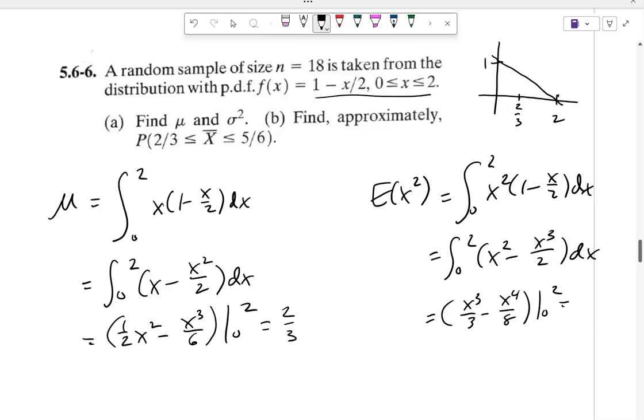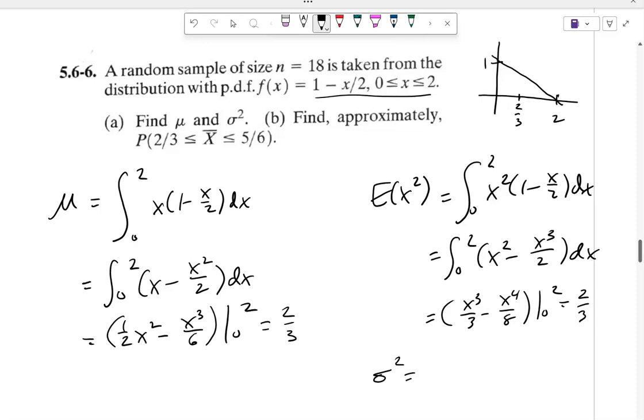All right, so distribute your x squared through in the next case. We'll be integrating x squared minus x cubed over 2. Antiderivative of x squared is x cubed over 3. For x cubed, we'll get x to the 4th over 8. Put in 0, we obviously get 0. At least I hope it's obvious we get 0. Put in 2, we get 8 thirds minus a 2. Yeah, so I get 2 thirds again. Assuming I did my arithmetic right.